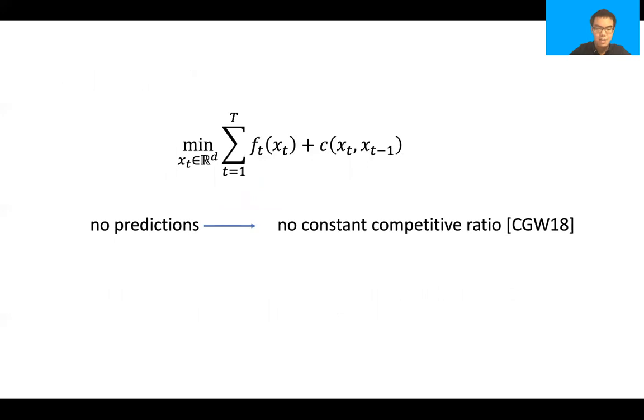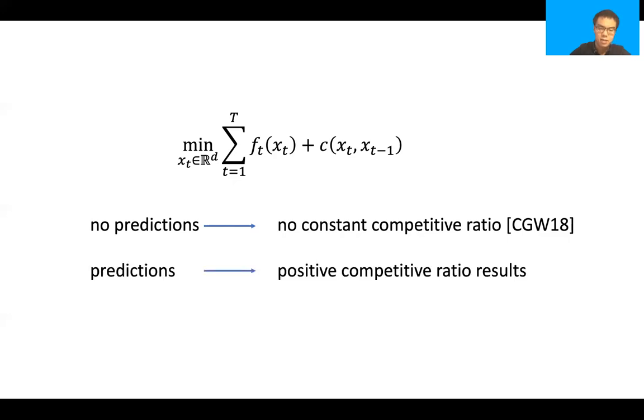We have seen that in general, online optimization with movement cost is a hard problem. But there are some works that consider an even harder setting where the learner does not have the predictions of the hitting cost function. The point we want to make here is that in many problem settings, no predictions means no constant competitive ratio. And predictions is what makes constant competitive ratio results possible.